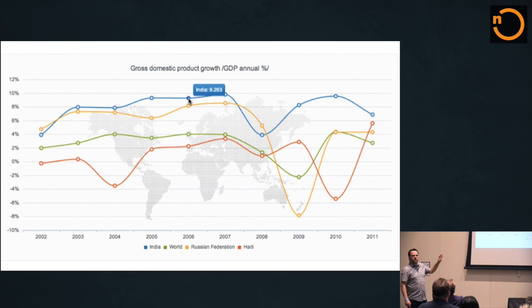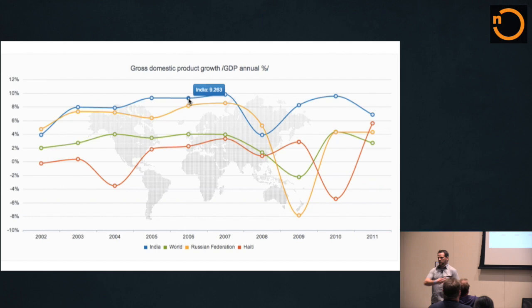I want you to think about this in terms of data visualizations and graphs. There's a lot of talk right now about making things like this accessible to screen readers. Absolutely, it can totally be done. But I want you to use the straw test on this. And I want you to tell me, compare the value of India to the Russian Federation in 2009 for their gross domestic product growth.